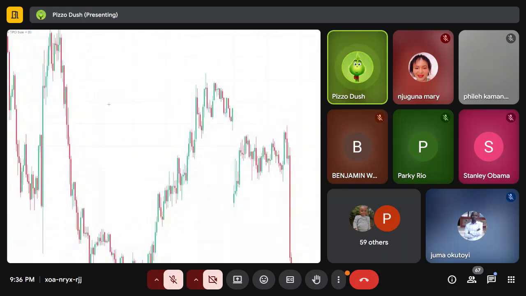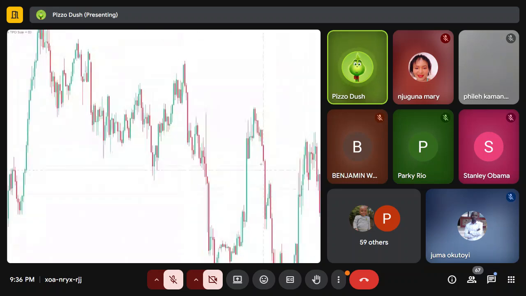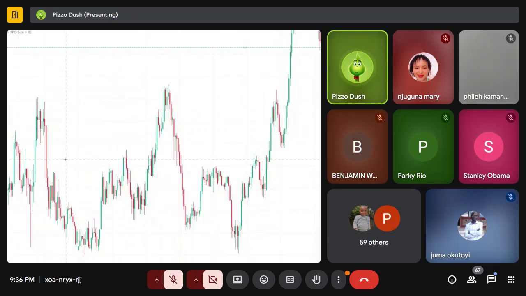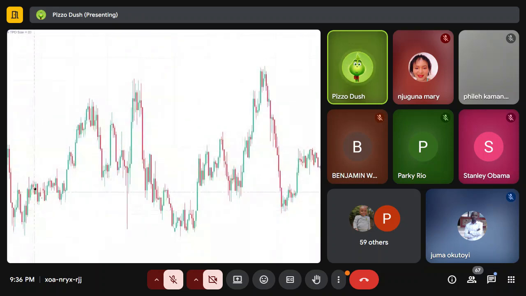So for the liquidities, tutakuwa tunaangalia trapped buyers ama trapped sellers. Let's do a last example on a fair value gap. This one is not respected, and check. Let's check this out.